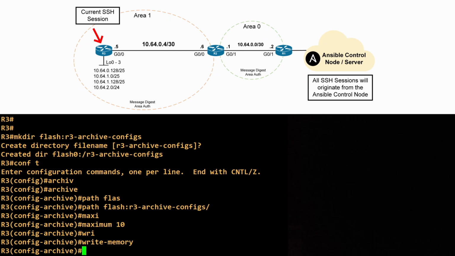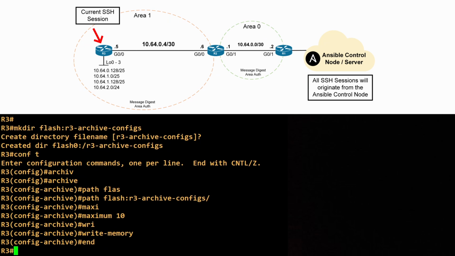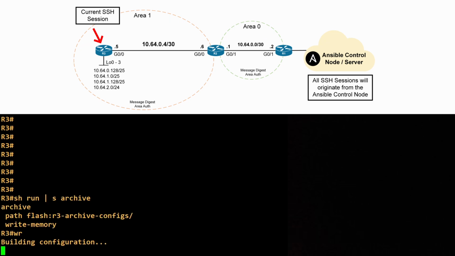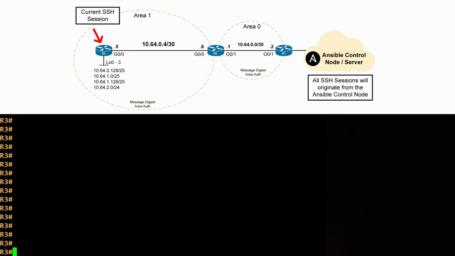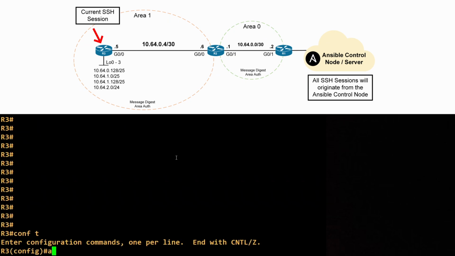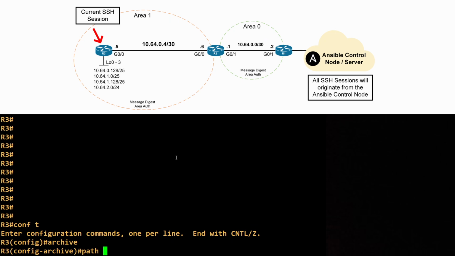Basically what that write memory does is ensure that an archive backup is taken every time you write the running config to the startup config. In our example, we've just used WR. When I run the shell archive, you can see that our latest config has been backed up. And also notice that it's inside the folder that we just created. I'm just going to edit the path, actually the naming scheme of the path, so it adds R3 config before it actually names the file. This will just make it easier to make sure that we're using the R3 config as a backup.